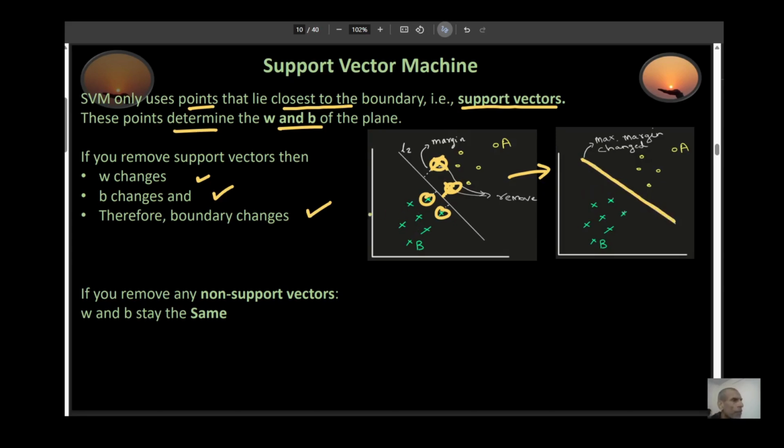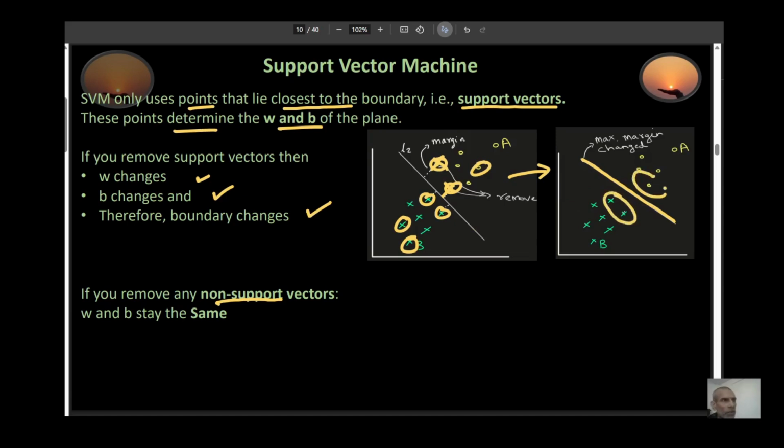On the other hand, if I remove any non-support vectors, then your w and b are going to remain the same because it does not affect your boundary. So let's say I remove this point, or maybe I remove this point. Well, your decision boundary is not going to get affected. Your SVM will still be able to find the right decision boundary because it's only using support vectors, which are these vectors right here.